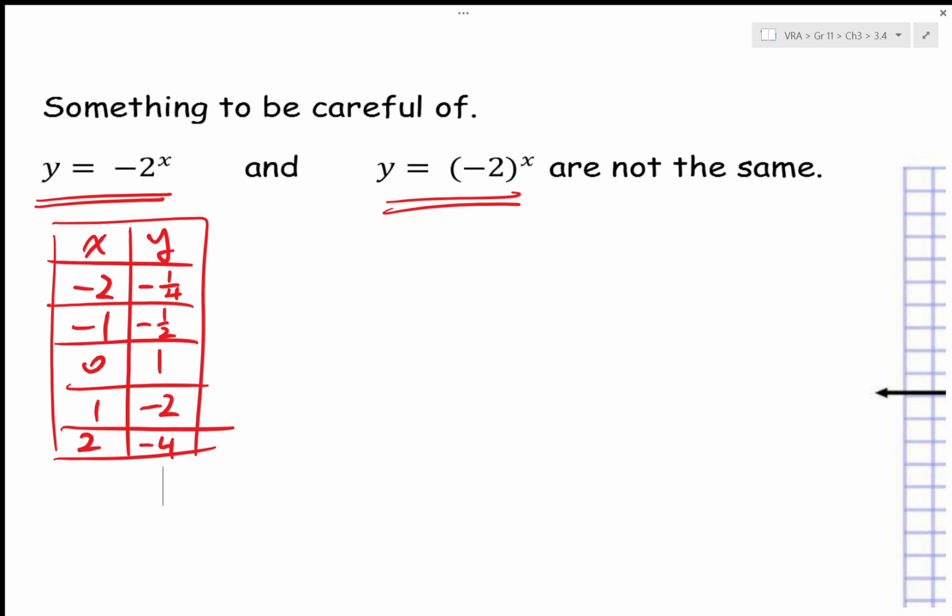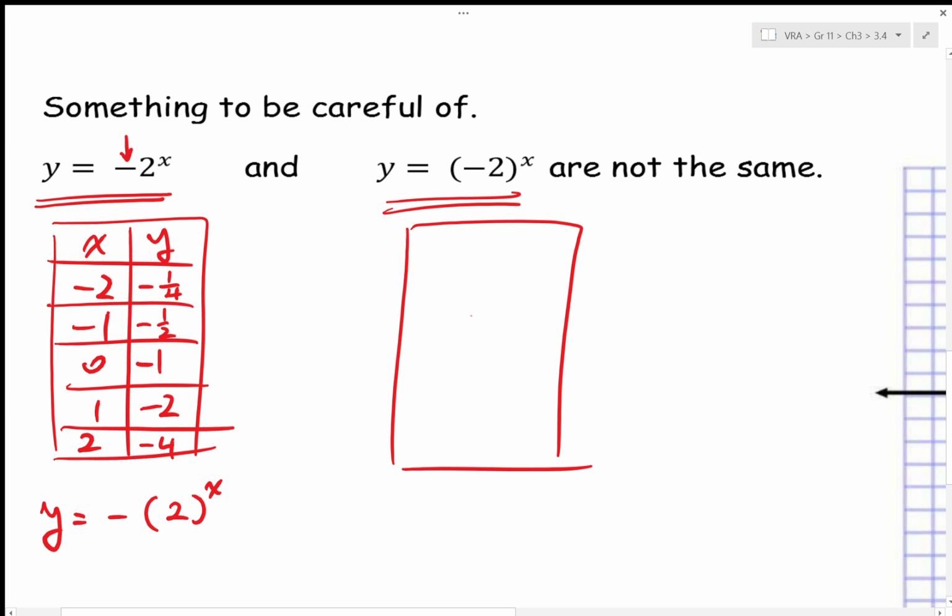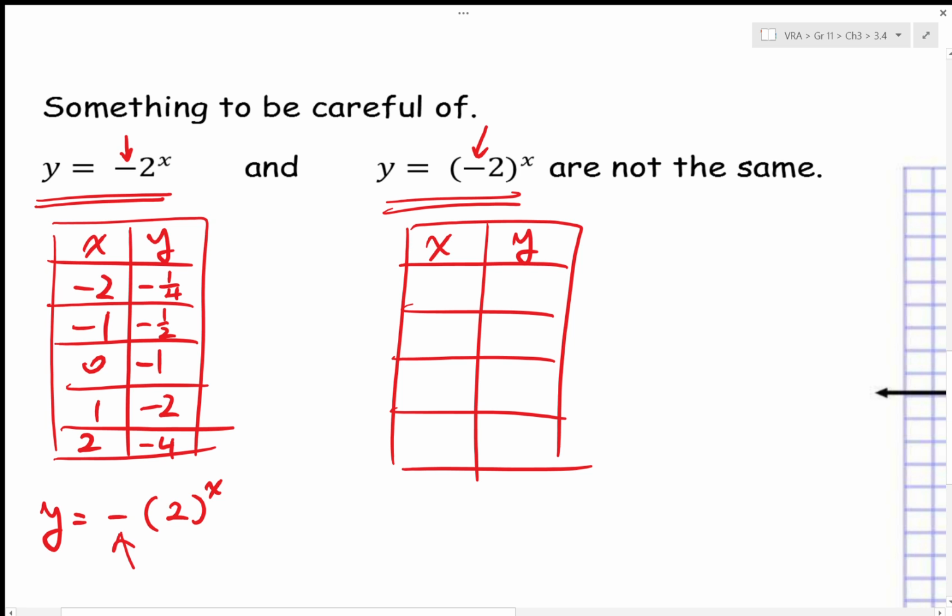The thing that you have to be careful of is that the negative sign here is not part of the power per se. If I rewrite this, it should be written this way if you're confused: the negative sign should be sitting outside. That's why every value is negative. Whereas this one is changing, because the negative sign is affected by the power. Here the negative sign is outside, so it's not affected by the power, whereas this negative sign is inside the bracket, so it is affected by the power.